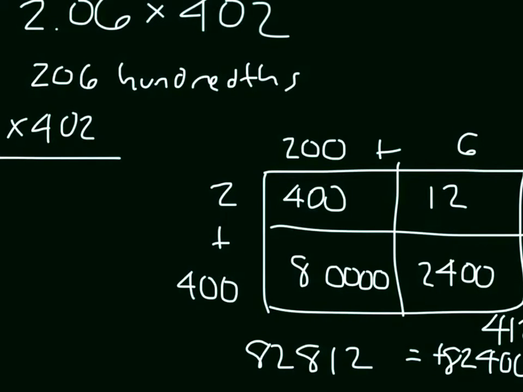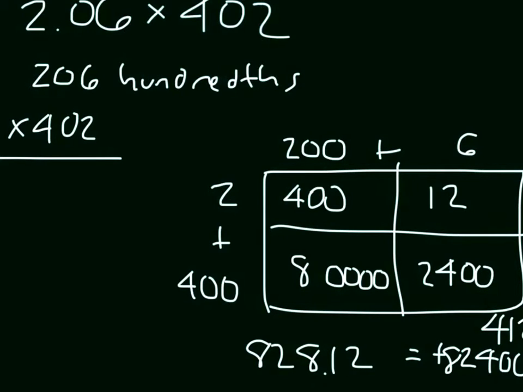And then we're dealing with hundredths, so it should be 828.12. Thinking about this for our approximation, this is close to 2. That's close to 400. So our approximation would be 800, which does look reasonable with our exact answer there.